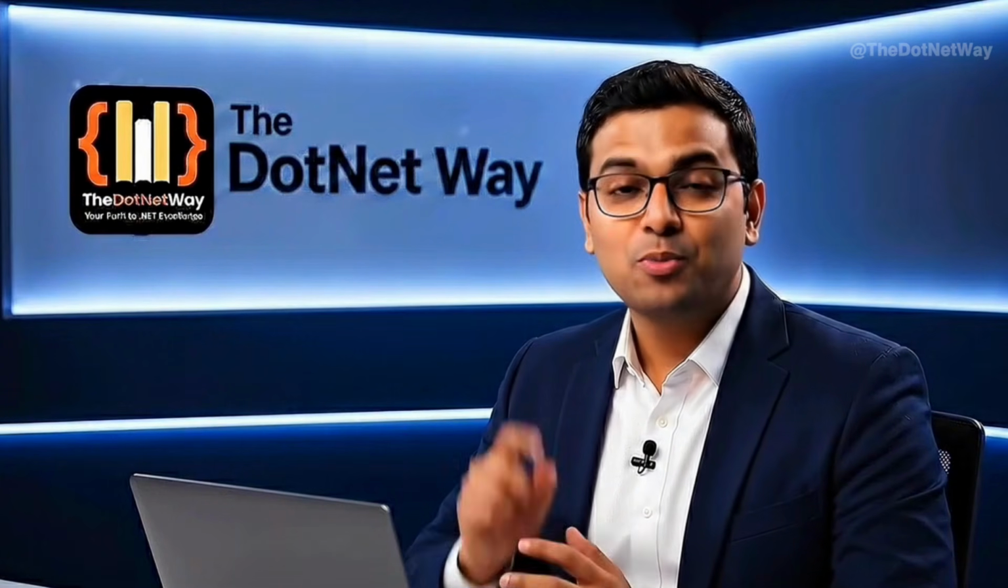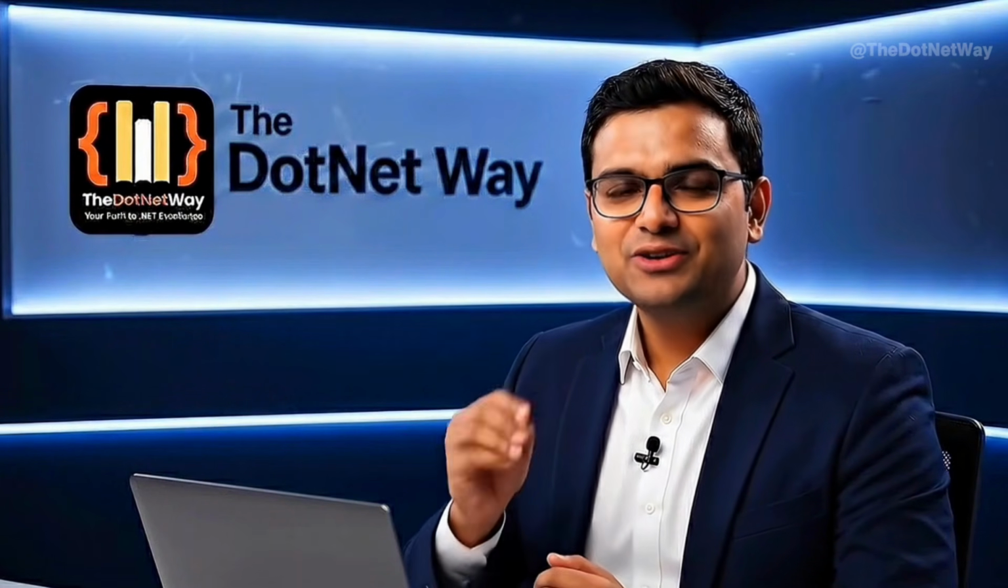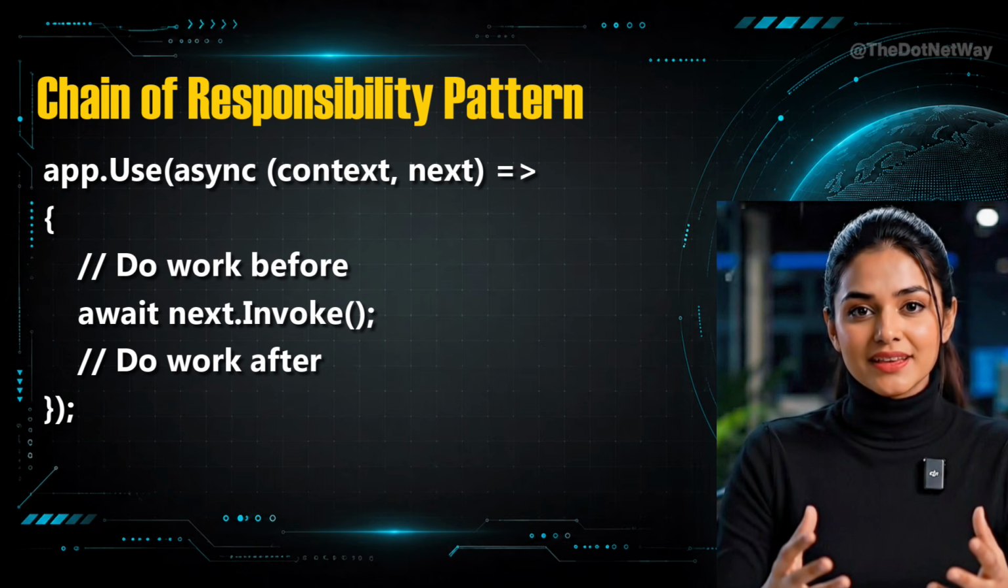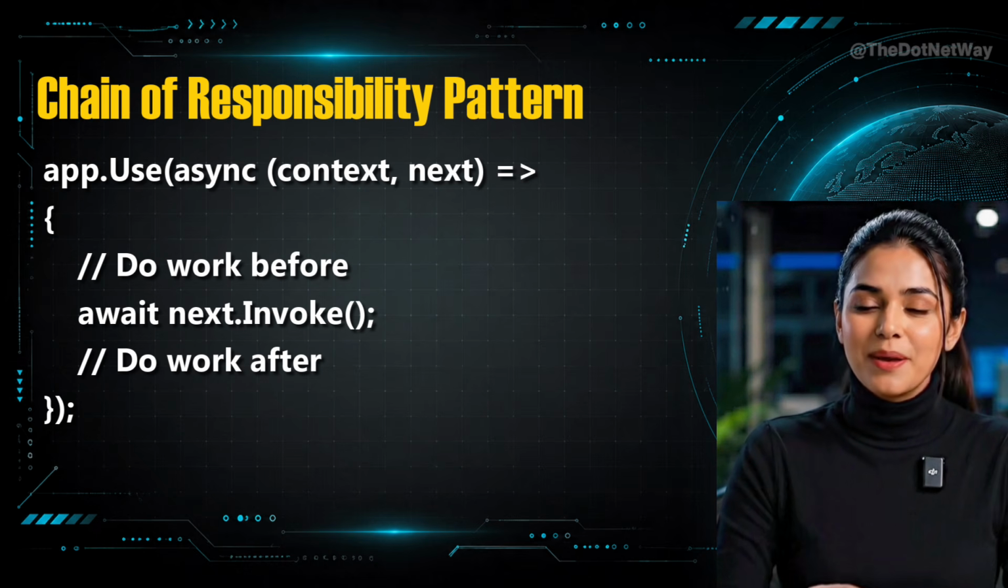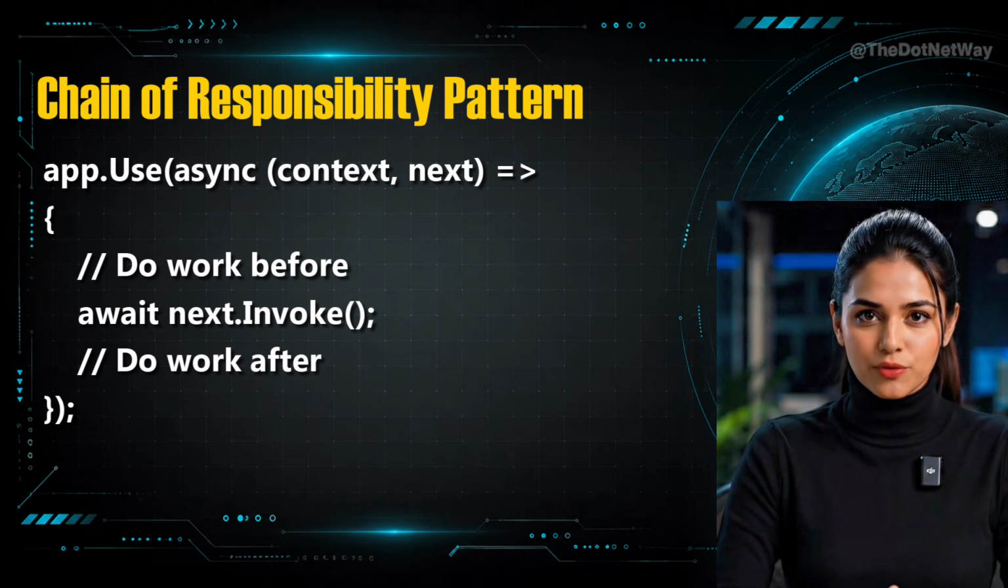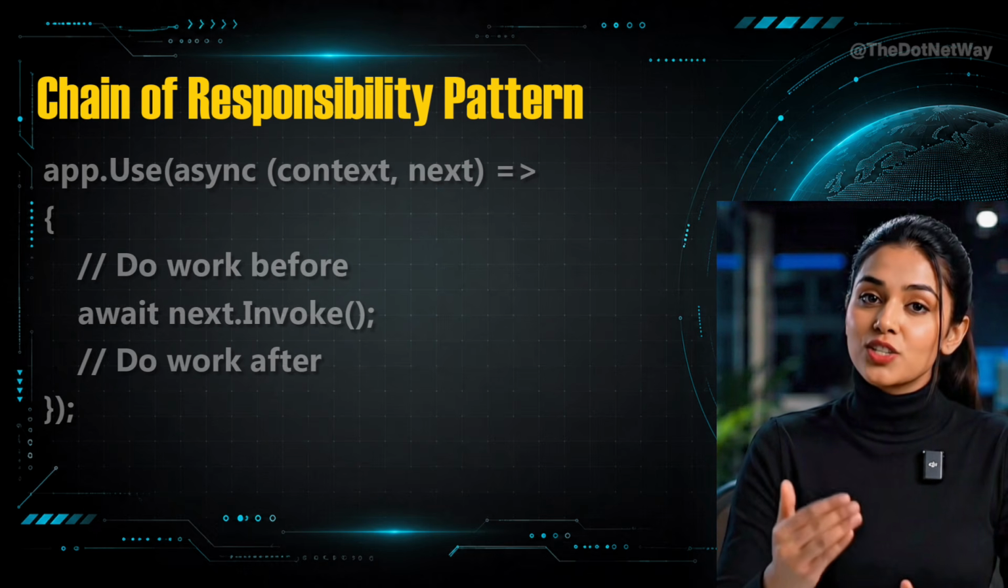Where is the chain of responsibility pattern hiding inside .NET Core? It's the backbone of ASP.NET Core middleware. In this pattern, a request passes through a chain of handlers. As you see here, each middleware piece decides whether to process the request and then calls next.Invoke to pass it to the next link in the chain.